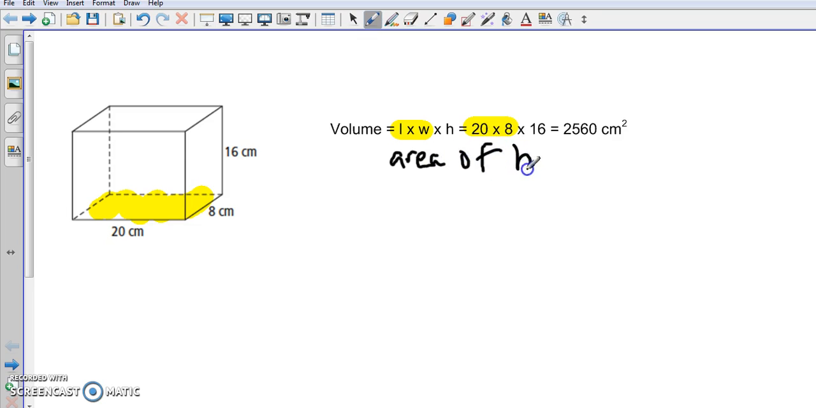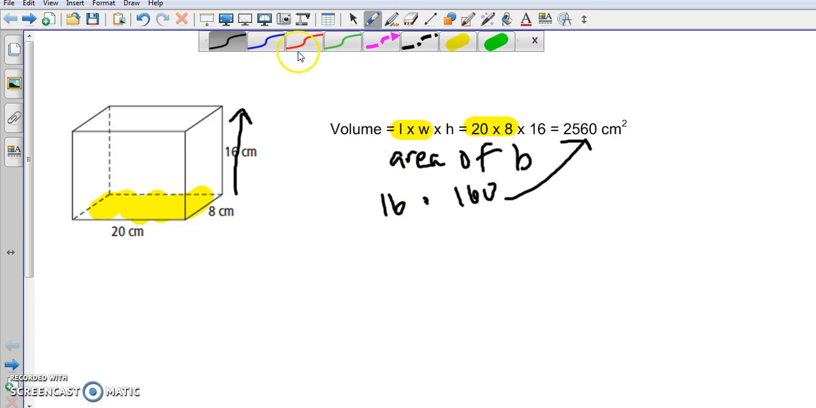We can use this method then. We took the area of the base and we multiplied it by 16. So we're really saying here that there are 16 layers of the base, or 16 layers of the 20 times 8, which happens to be 160, and we multiply those together, we get our 2,560. So all we really did here was take the area of the bottom rectangle and multiply it by the number of rectangles that would sit on top of each other in this one, which is 16.